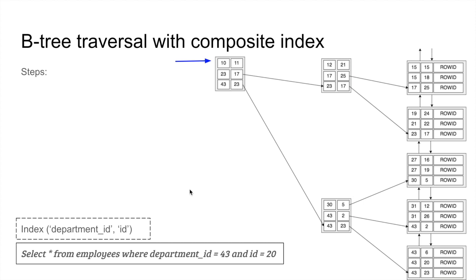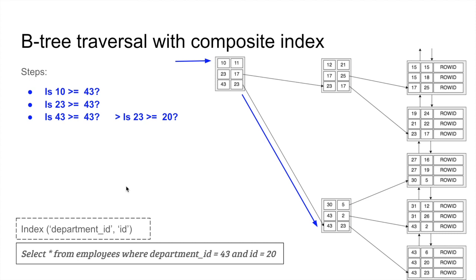So the first evaluation function is going to be, is 10 greater than or equal to 43? No, it is not. The same for 23, it is not greater than or equal to 43. The last value is 43, so yeah, 43 is greater than or equals to 43. So now we've done all of the evaluations for the department ID and we have had a positive match on the last value. Now we still have to evaluate the ID column. So the next evaluation function is going to be, is 23 greater than or equal to 20? Yes, it is. So we can follow along the reference to the next node.